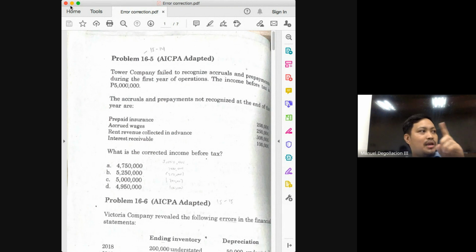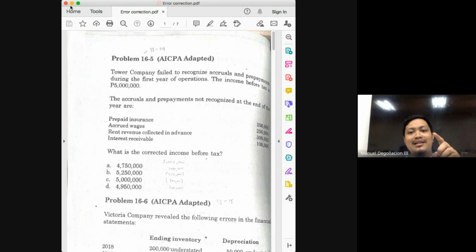Was it debit, prepaid insurance, and credit cash? Again, no issue on the credit. When we made the payment, the credit should be cash. So the question now is, what was the debit in the entry we prepared to record the payment? Was it prepaid insurance? Then at this point, you should be able to figure out already, class, that the answer is no. Because if at the time of payment you recorded prepaid insurance, then by the end of the year, we would not have failed to recognize prepaid insurance.